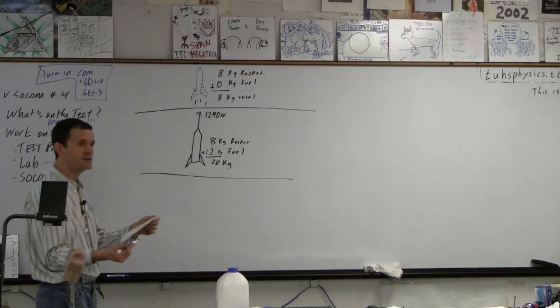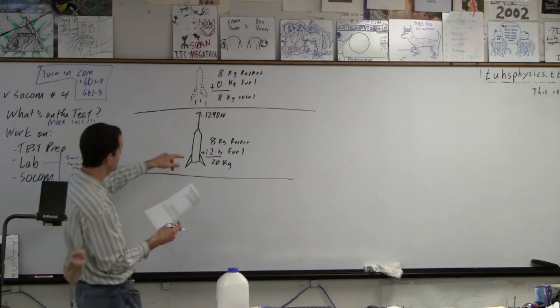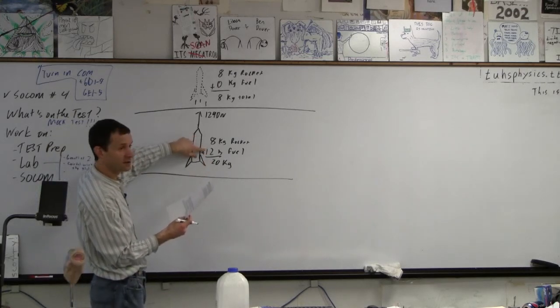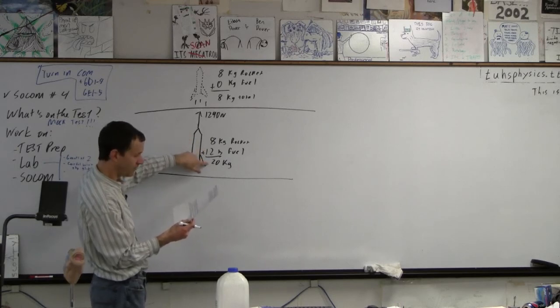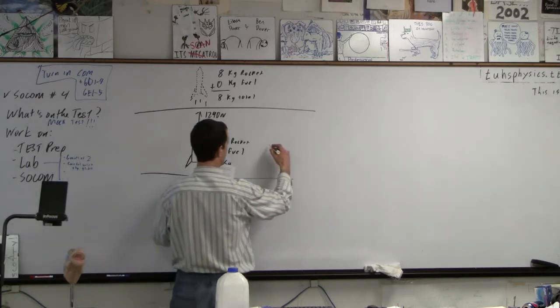So here's the dreaded second question. We've got a rocket with a total mass of 20 kilograms. 8 kilograms is the rocket, which means it's carrying 12 kilograms of fuel. Holy subtraction problem, Batman. Right? It consumes the fuel in 4.7 seconds.